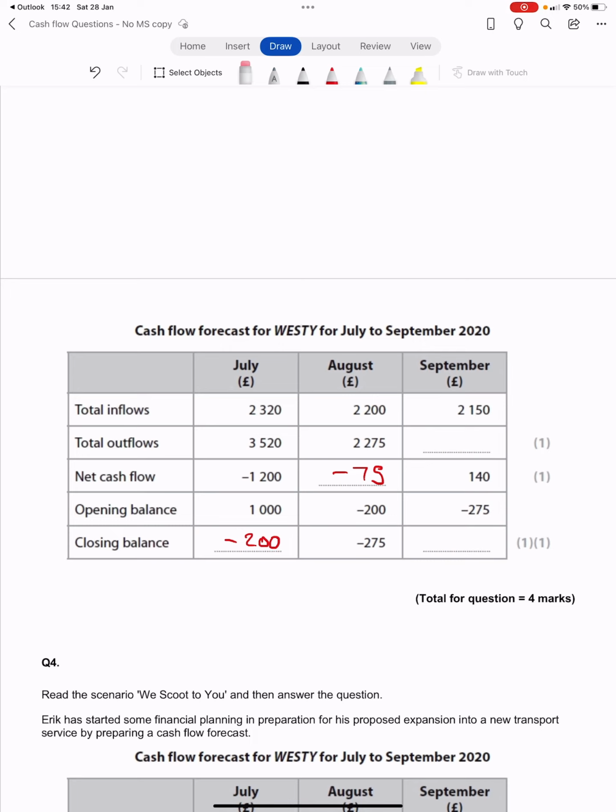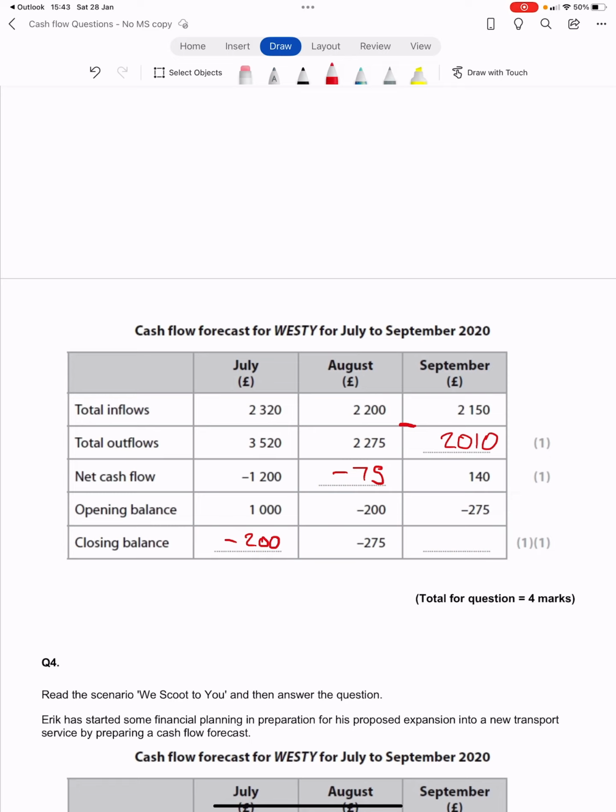So we're going to do £2,150, and we're going to knock off £140, which gives us £2,010. So we know then that we need to knock off the outflows from the inflows. So we've got £2,150 total inflows, which is here, and we need to knock off the total outflows of £2,010 as we just calculated, and that'll leave us with £140.